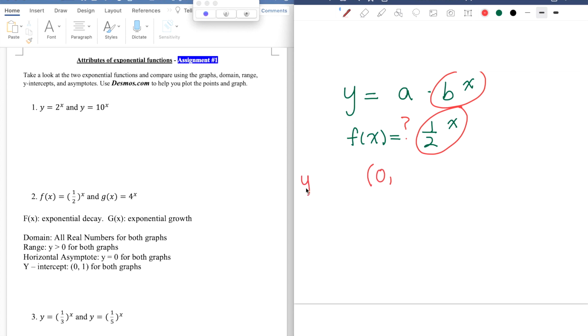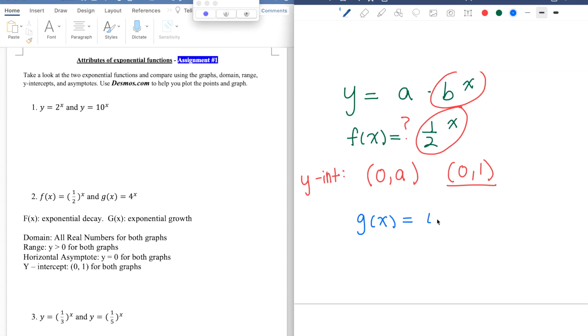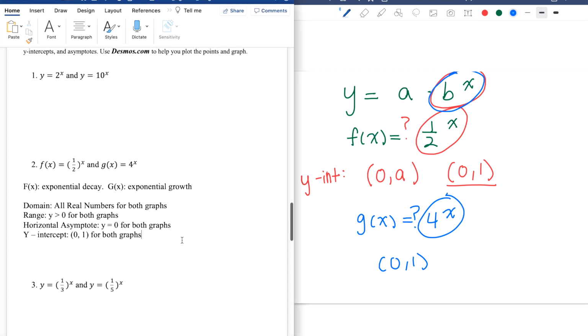So if your y-intercept is 0, a, and your a is 1, your y-intercept is at 0, 1. What about your g of x? Our g of x was 4 to the power of x. Same thing. If you compare the two, the 4 is the b, and if you don't have a, you use an invisible 1. That's how you get 0, 1 as the y-intercept. And that's all you have to do: just compare, state the obvious, and move on.